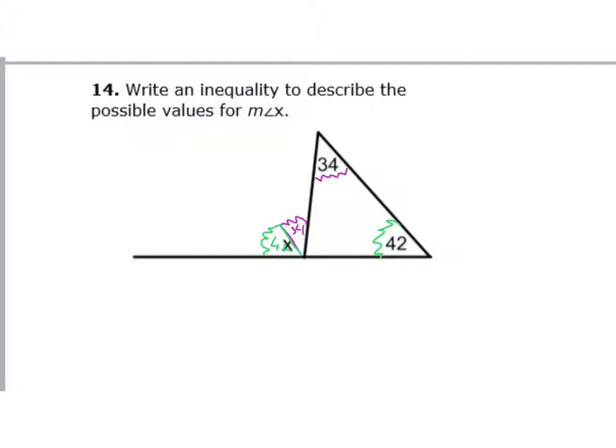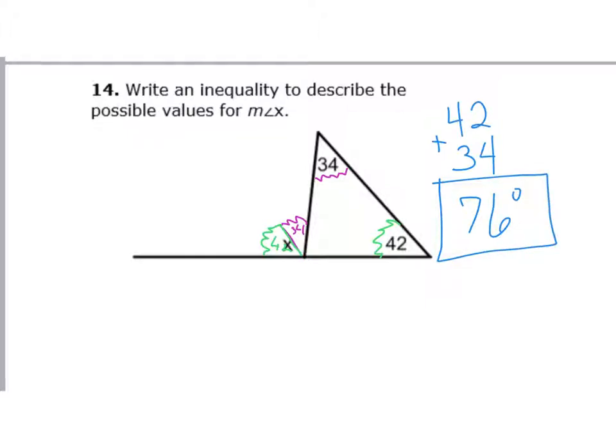So that means that angle x is going to be 42 plus 34, which is 76 degrees. So x has to be exactly 76 degrees. It doesn't have a range of possible values. It's exactly 76. Okay, let's look at 15.